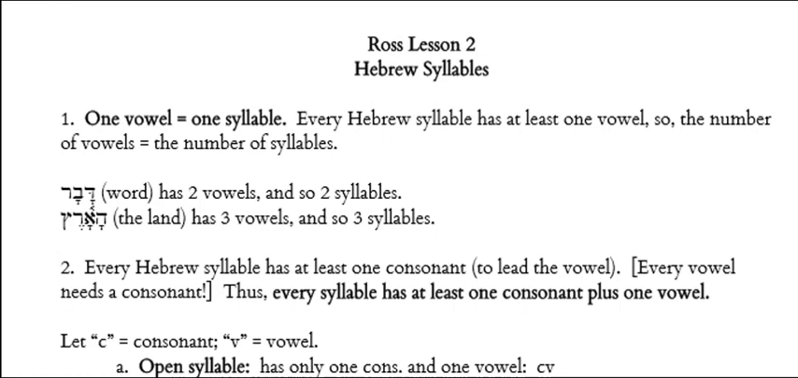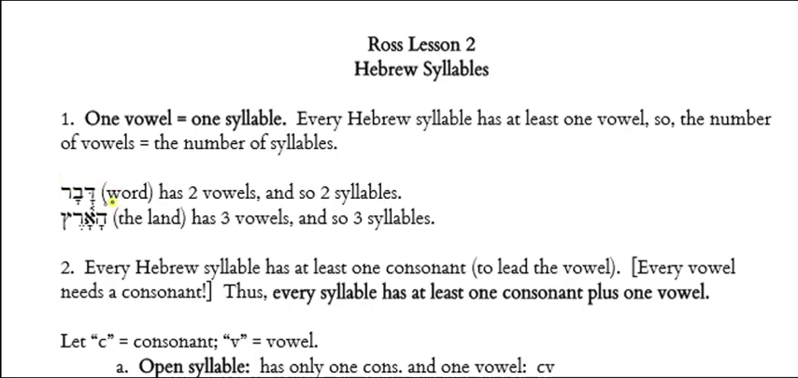Now, first of all, one vowel in Hebrew is going to constitute one syllable. That is to say, when you're looking at a Hebrew word, if you want to know how many syllables a word has, all you need to do is count the number of vowels that you see, and you will have the number of syllables in the word. Okay? So the number of vowels equals the number of syllables.